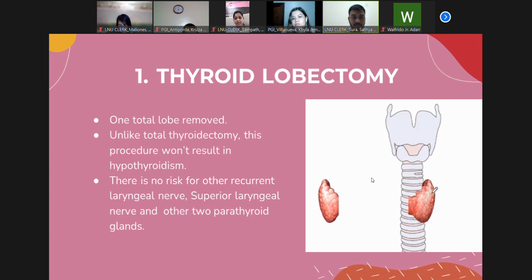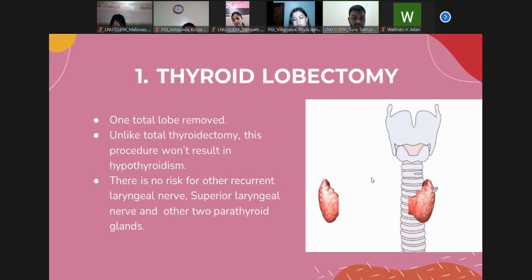Thyroid lobectomy. In this procedure, the total lobe will be removed for patients with small papillary tumors located on only one lobe of the thyroid gland and whose cancer hasn't spread outside the thyroid lobe. In these types of patients, the thyroid lobectomy or partial thyroidectomy will be done. This means that in the thyroid lobectomy, only the cancerous thyroid lobe will be removed.